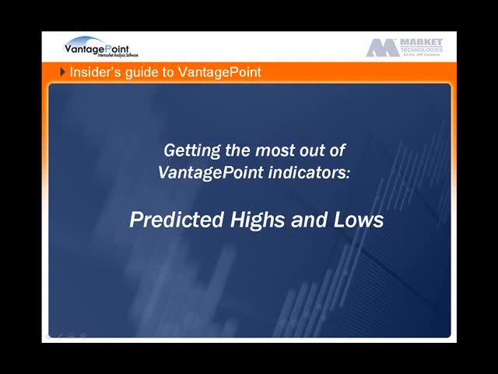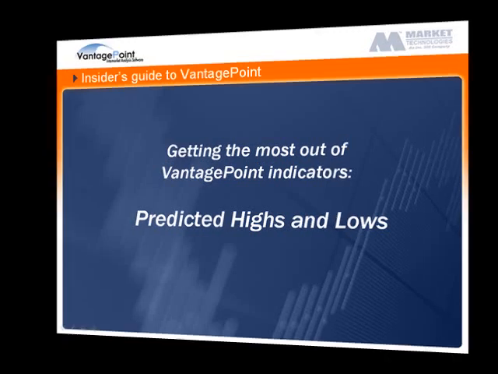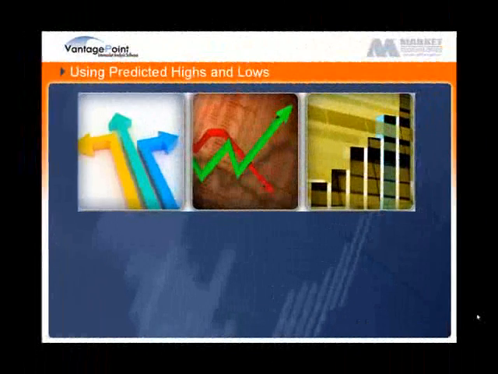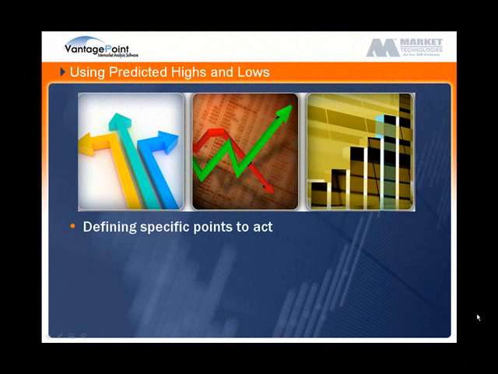Welcome to this series of sessions, getting the most out of VantagePoint indicators, the predicted next day highs and predicted next day lows. Other VantagePoint indicators predict trend direction and reversals, but the predicted highs and lows can help you define specific points at which you would want to act. This is one indicator that answers that important question for traders: what might happen tomorrow?